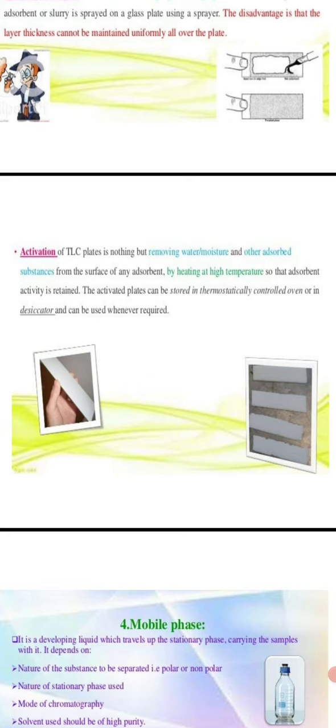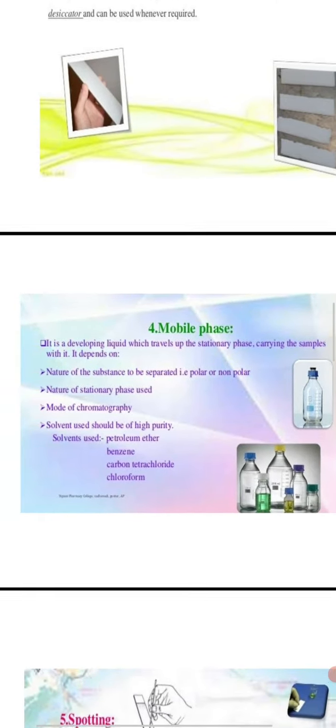So how is activation done? By removing the water or the moisture from the surface of any adsorbent by heating at a high temperature so that the adsorbent activity is retained. The activated plate can be stored in a thermostatically controlled oven or in a desiccator and can be used whenever required. Next point is the mobile phase.